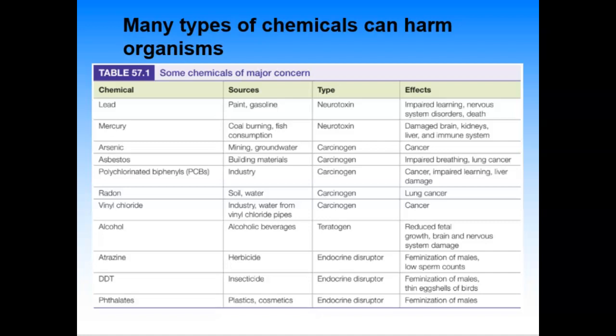Lead is oftentimes found in paint, in old paint, in gasoline, and then, like I mentioned, Flint, Michigan had a lead water issue when they switched the water source. Mercury comes from coal-burning power plants, and those two metals are neurotoxins, meaning that they will affect your nervous system. Arsenic is found in groundwater, and we've talked about the fact that it is found in the Midwest. In our area, it's fairly common.